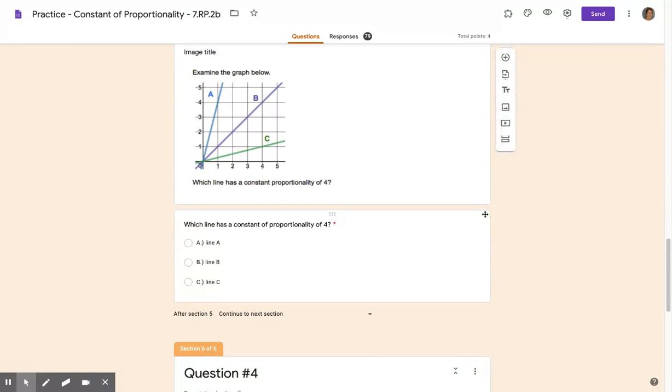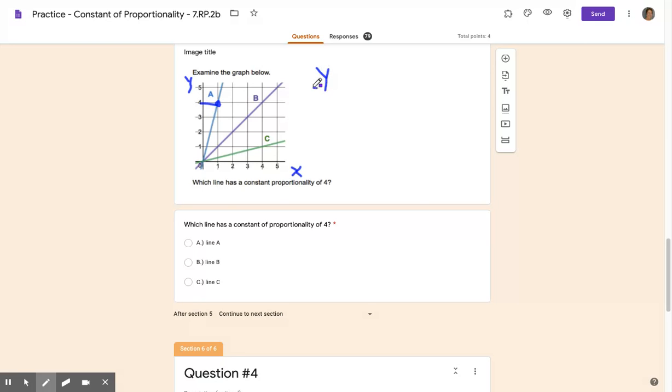Number 3, examine the graph below. Which one has a constant proportionality of 4? So we can look at different points on each one of these and try to figure it out. So if we look at the first graph here, A, and remember we want to pick a point where the x and y cross. So if we pick this point here, remember the y are the numbers along the side, x along the bottom. So we follow this over to the y. It has a y of 4.